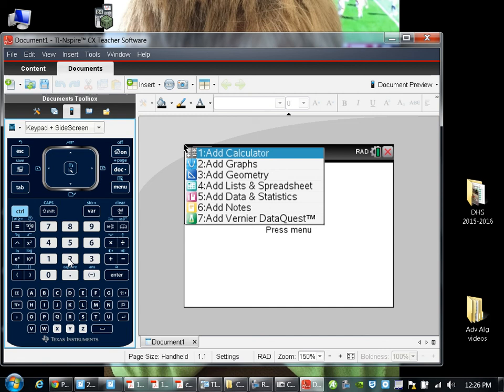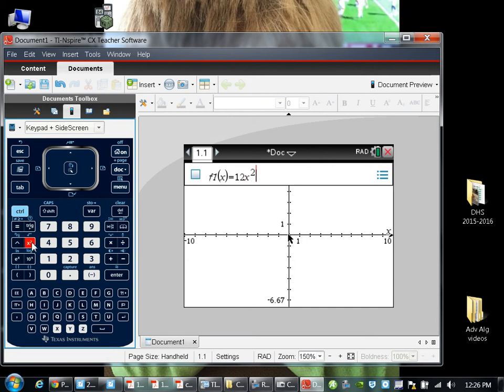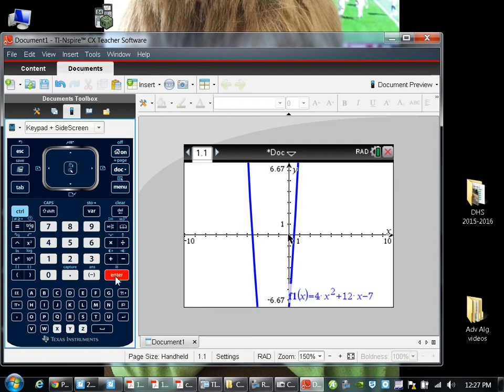Anyway, let's go to graphs. Number 2. What I'm going to put in there is the equation we just had. What was it? 4x squared plus 12x minus 7? Is that right? 4x squared, thank you. Plus 12x minus 7. And then I'm just going to hit enter to get my graph.